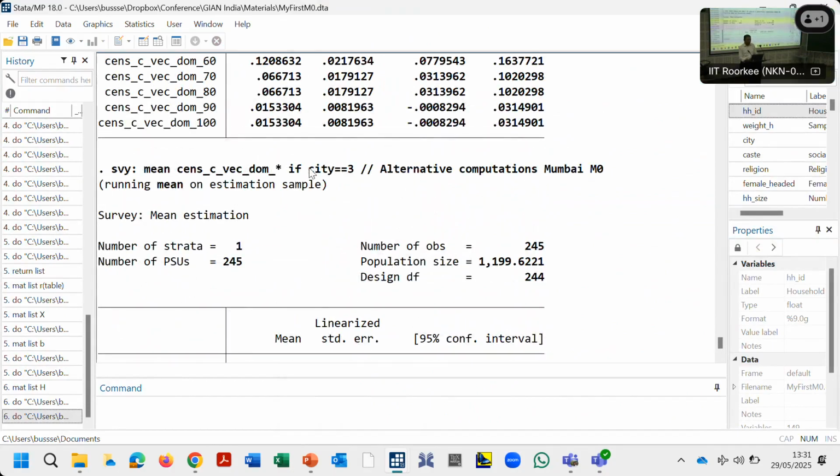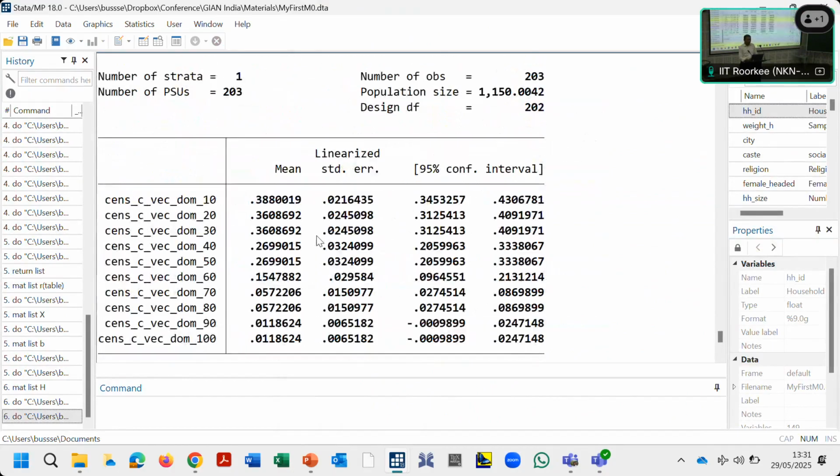You can do it by city: city equal to 3, city equal to 2. Again, you can take these results to Excel, and then you can easily draw the confidence intervals around them. You all know Excel, right? I'm hoping you all know Excel. So you can just generate the data and take it to Excel.